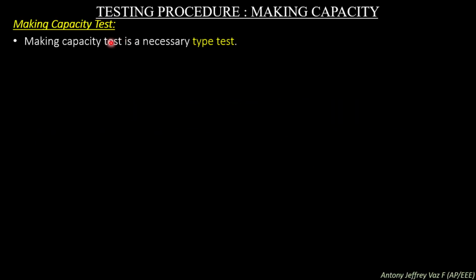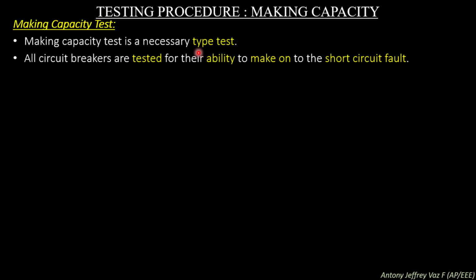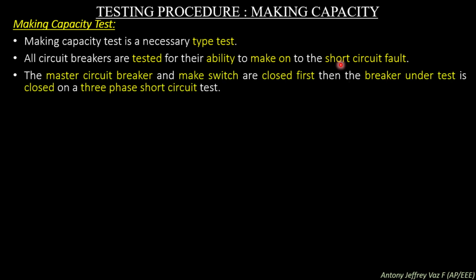Making capacity test. Making capacity test is a necessary type test. So the making capacity test belongs to type testing. All circuit breakers are tested for their ability to make on to the short circuit fault. So the circuit breakers are tripped on during a short circuit fault. The making capacity test is conducted while the short circuit fault is occurring, or on turning on a short circuit fault.